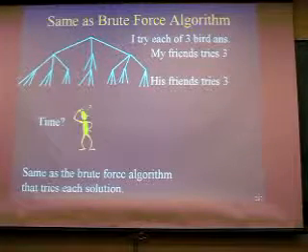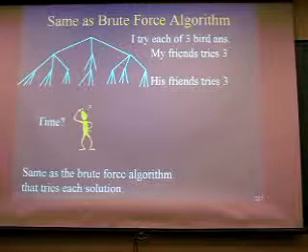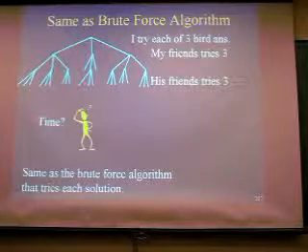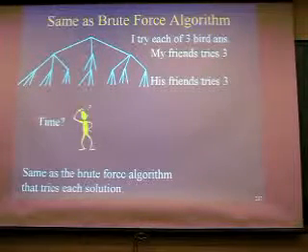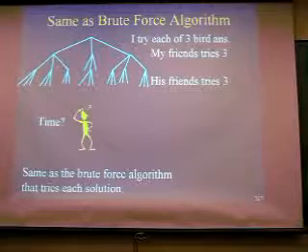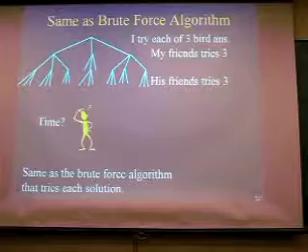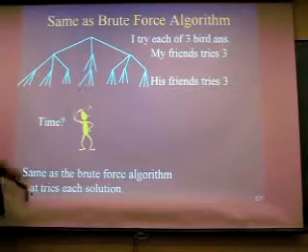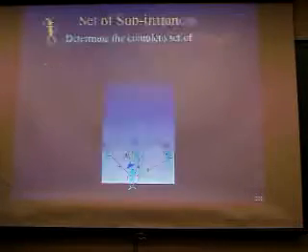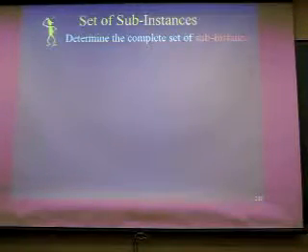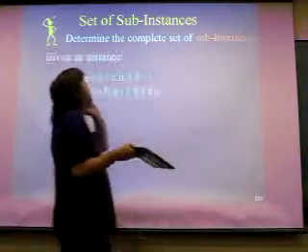What's the running time of this recursive backtracking algorithm? If I have three friends, and they have three friends, and they have three friends, and they have three friends, what's the problem happening here? Exponential, right? You're going to be trying all solutions. And let me give you a hint. This is going to be the answer every time I ask this question. All right? So we need to narrow down the set of sub-instances. We need to make sure you don't repeat the same sub-instances. So we want to figure out what the complete set of sub-instances is.